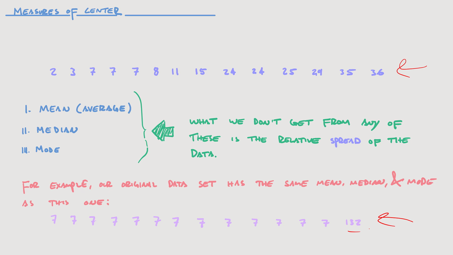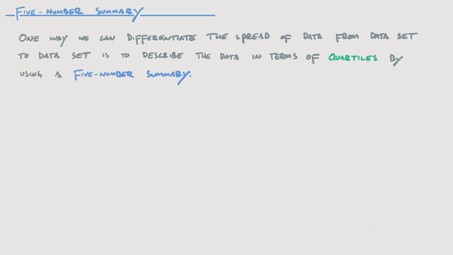Okay, so how can we account for the spread of data? Well, one way that we can do that is looking at how the data is separated in what these things called quartiles are, in 25% chunks of data. That's how I think about what a quartile is. And we can do this by describing a 5-number summary.